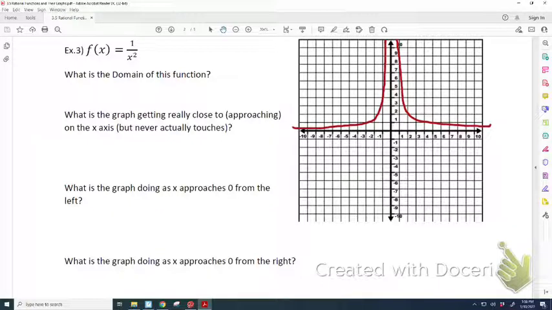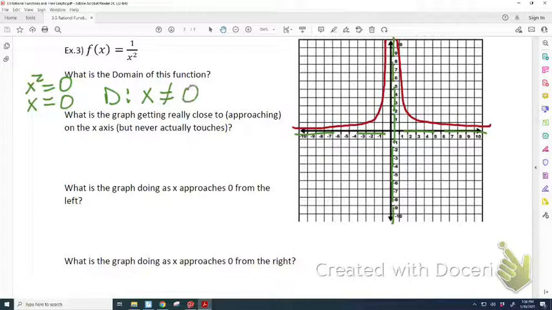There are some asymptotes on here. Right there. And right there. We decided a second ago that the domain is all numbers except 0. What is the graph getting really close to but doesn't touch? Same as before, 0.